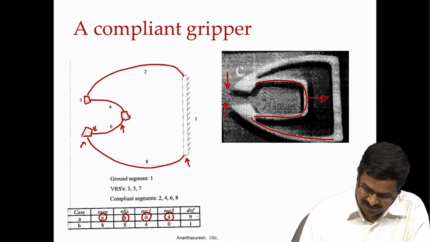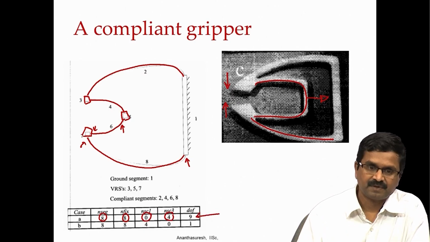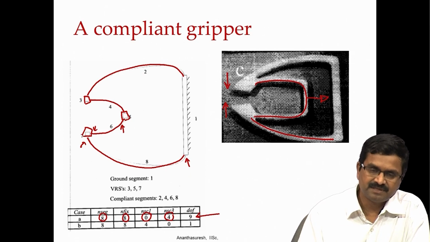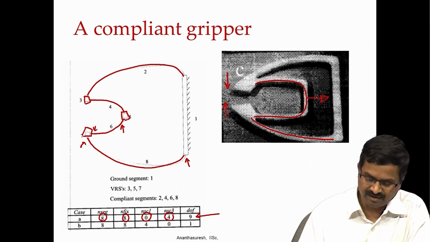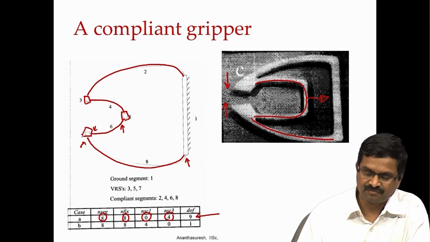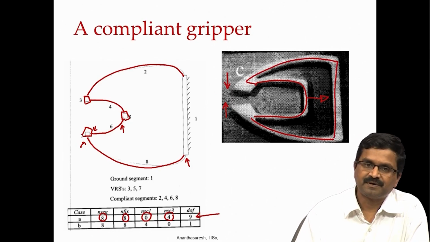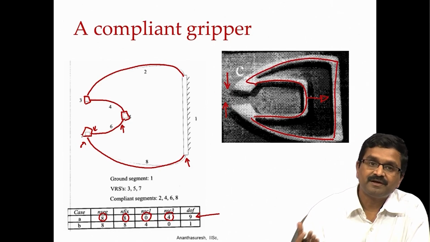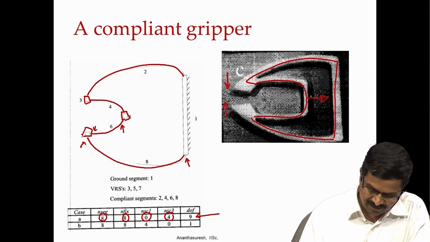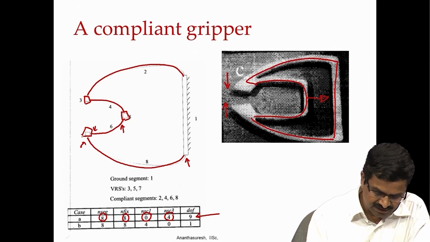Degrees of freedom then come to 9. Since there are 3 virtual segments, each of them can take 3 degrees of freedom, we can say it has a total of 9 degrees of freedom. But looking at this particular gripper, you think applying a force is only 1 degree of freedom. If you want to do that, then we have to make a little change as shown in this case B.